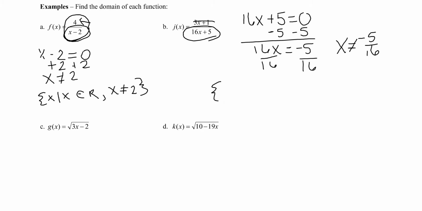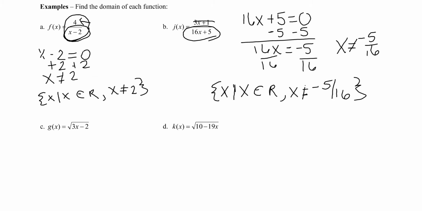So if we write it in set builder notation, it would be a set of all x such that x is an element of real numbers, but x cannot equal negative 5/16. And that is it for that one.